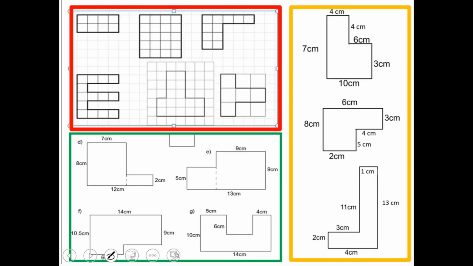Finally, what I want you to do now is attempt these questions. I just want you to attempt 2 from the red, 2 from amber, and 2 from the green section.